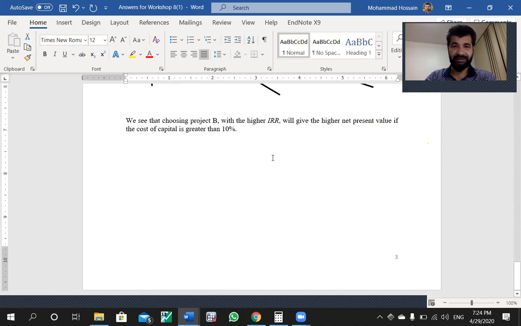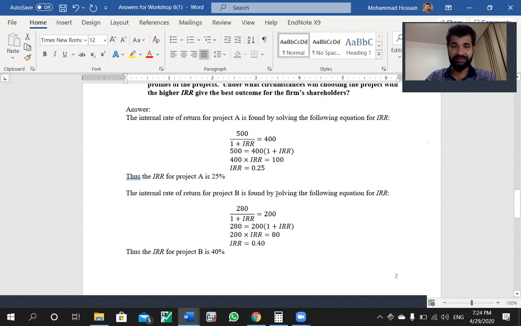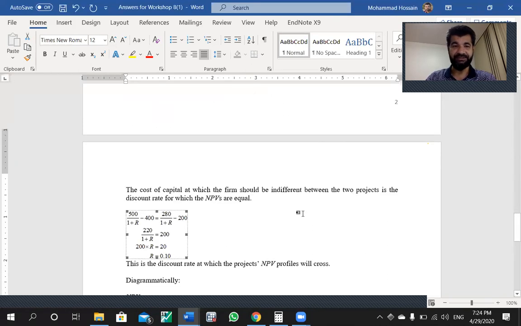Anyway, I'll leave it just here. So when they say both of them will be equal, you can say this formula and this formula are the same. So this equation and this equation are equal. That time you don't say this is equal to 400. Here, 500 divided by 1 plus IRR equals 280 divided by 1 plus IRR. From here you calculate the IRR rate.